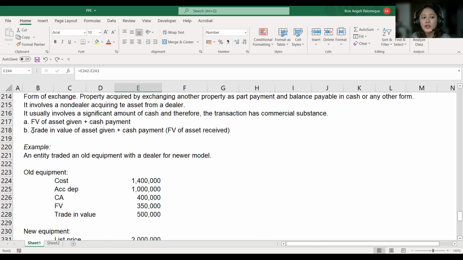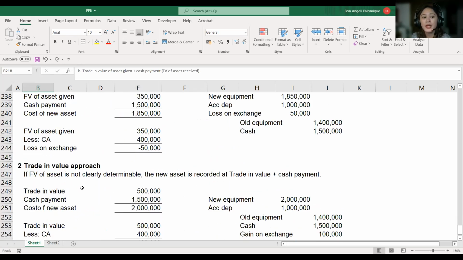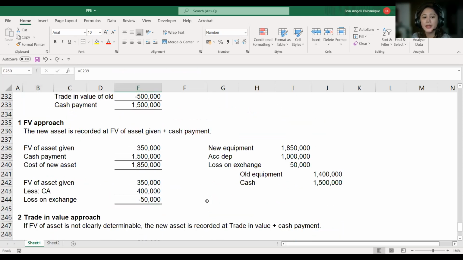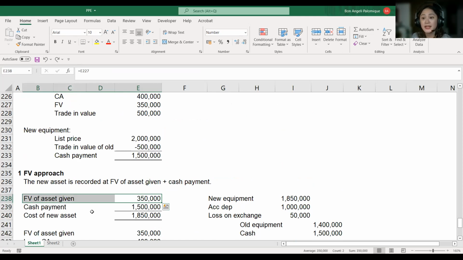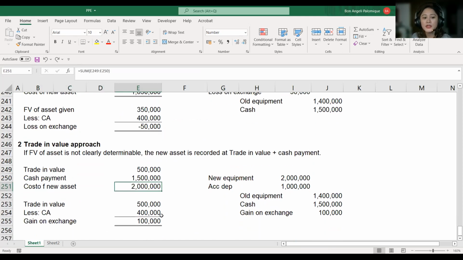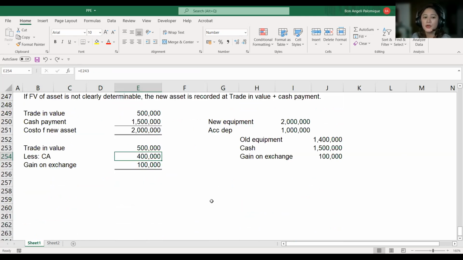So, next is paano naman kung trade-in method yung gamit. Pag trade-in method ang gamit, kailangan mo trade-in value, 500,000 plus cash payment. So, ang pinagkaiba nila, yung trade-in value yung kino-consider, hindi yung fair value of asset given. So, 2 million. Meron kang gain on exchange of 100,000 which is based on the trade-in value less carrying amount. So, easy as that.